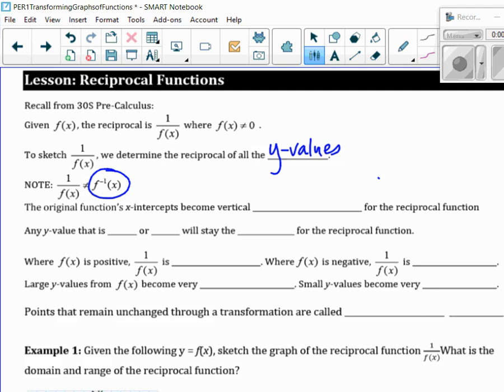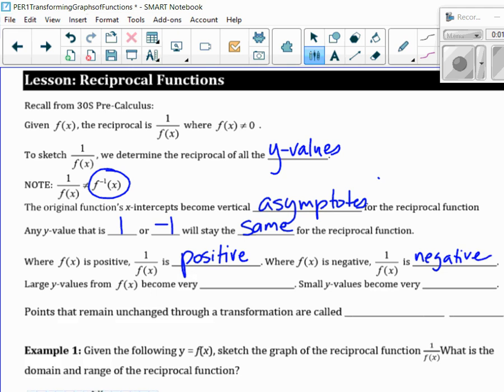The original function's x-intercepts become vertical asymptotes. You need to draw those. Any y value that is 1 or -1 will stay the same. Why is that? Because if I reciprocate 1, it's still 1. If I reciprocate -1, it's still -1. These are invariant points. Where f of x is positive, 1 over f of x is positive. They don't switch sign. You just reciprocate it.